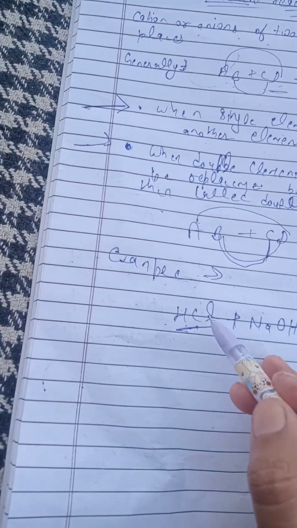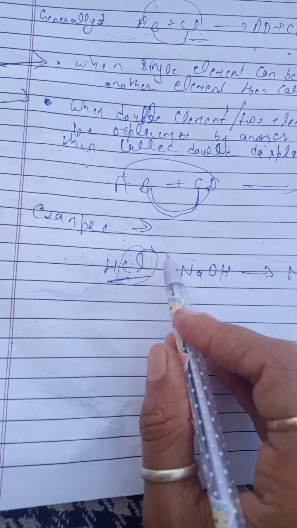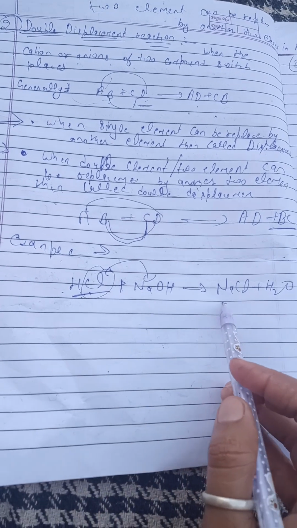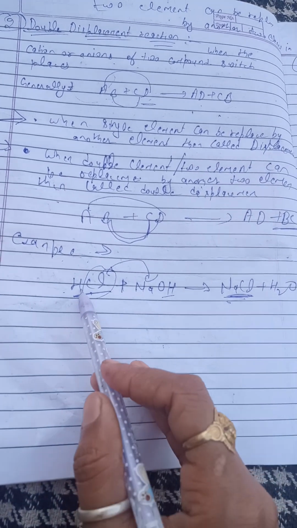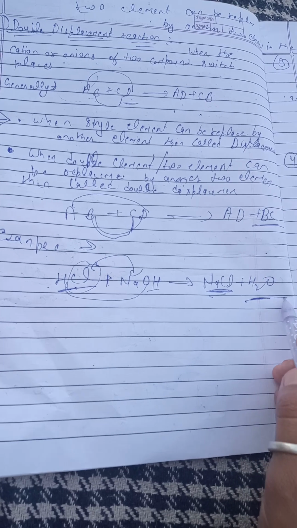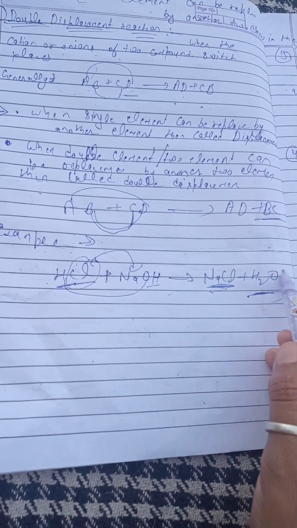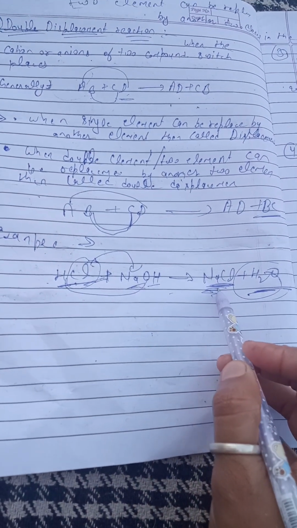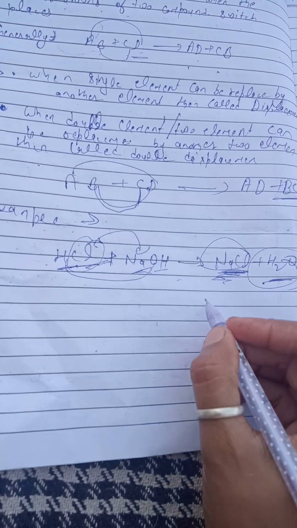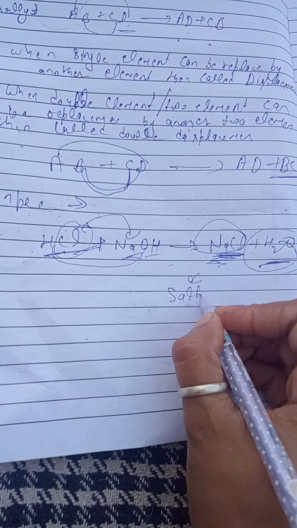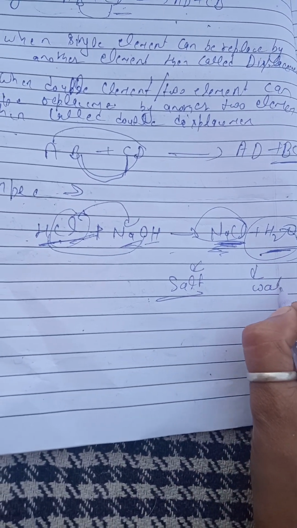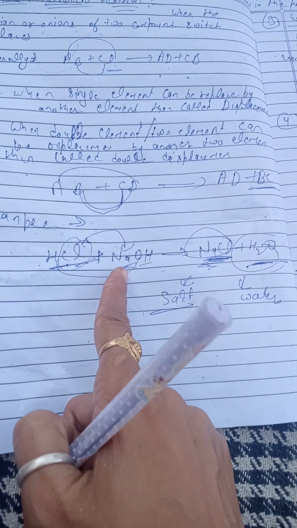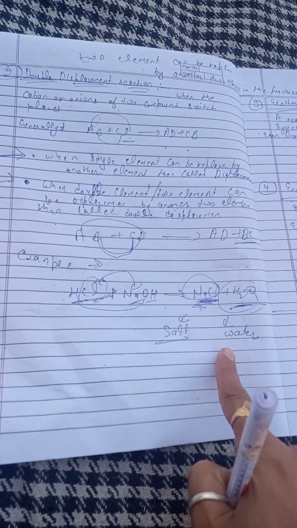It means that in HCl, the Cl combines with the Na, and the OH combines with H. When OH combines with H, it gives H2O, and Cl combines with Na, it gives NaCl. NaCl is sodium chloride, a salt, and H2O is water. So when hydrochloric acid combines with NaOH, it gives salt plus water.